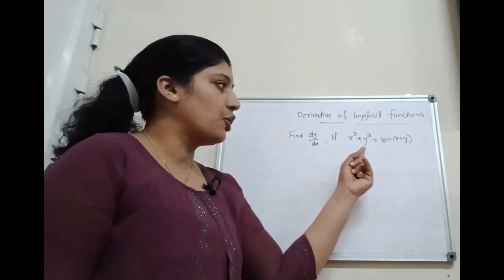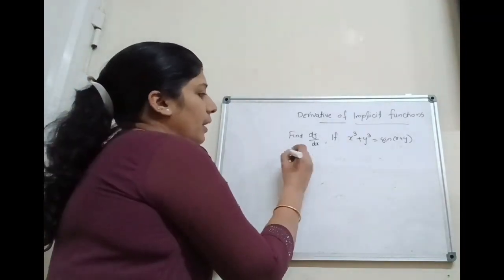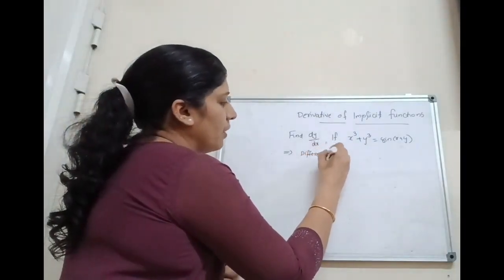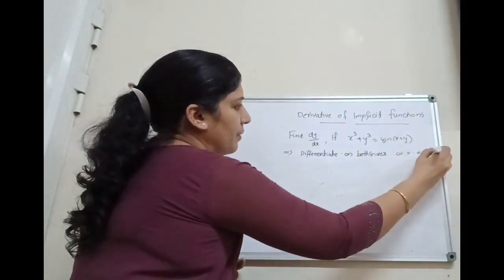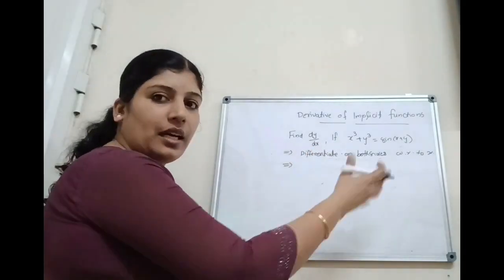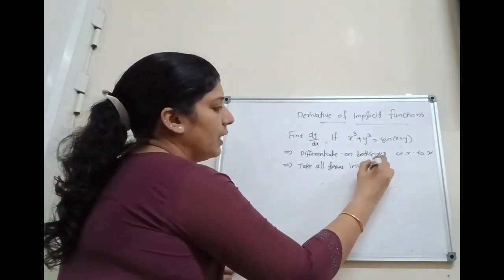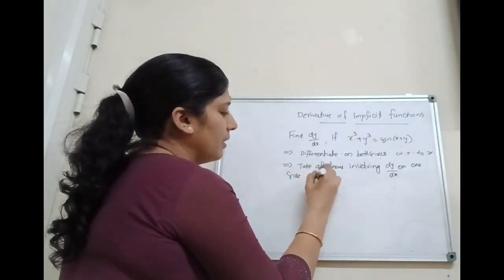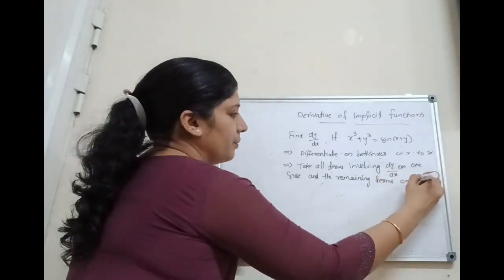Let us consider the function x cube plus y cube equal to sin of x plus y. Find dy by dx. Here, first step, we have to differentiate on both sides with respect to x. Second step, take all terms involving dy by dx on one side and the remaining terms on the other side.